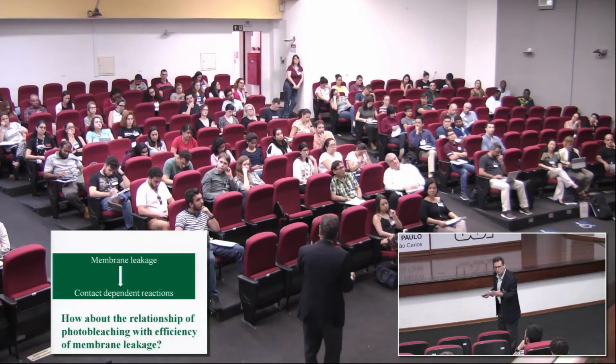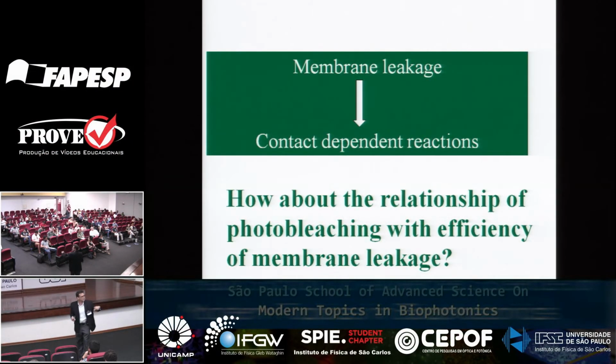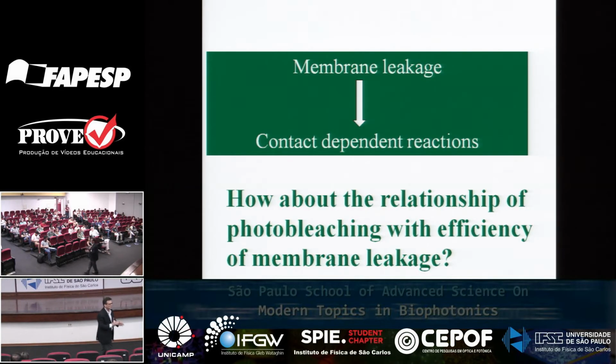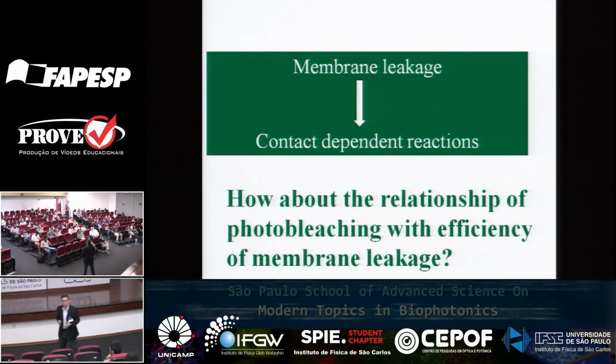But before going to that, I think this is very important for new PDT development. That's the point I want to reach in the end. But before we get there, I want to ask: do you think there may be a relationship between photobleaching and efficiency of membrane leakage? Who can help me with that? Do you understand the question? Let's suppose there are two molecules. One gets photobleached within the membrane, and the other does not. Which one is more efficient to cause membrane damage, to leak the membrane?